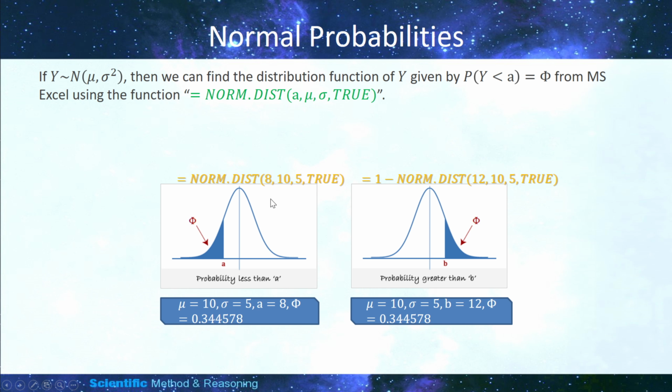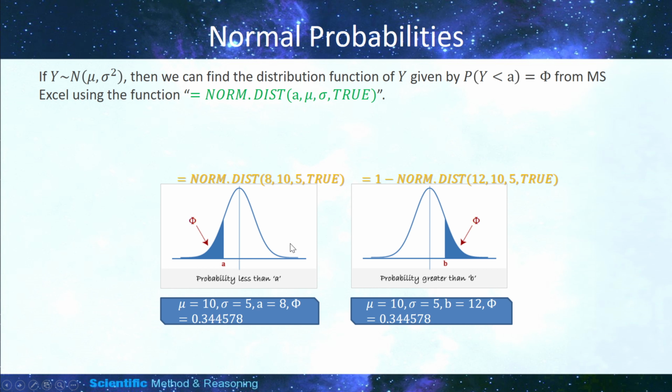Notice that for the same normal distribution, a is 2 units away from the mean to the left hand side, and b is 2 units to the right of the mean. And because they are symmetric, this area should have the same area as this part.